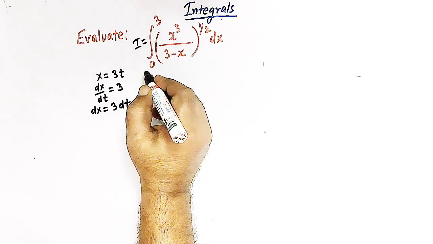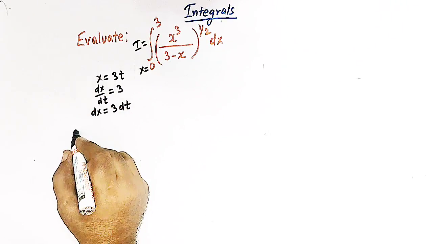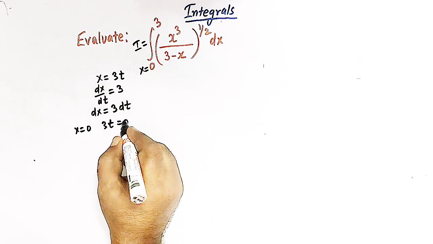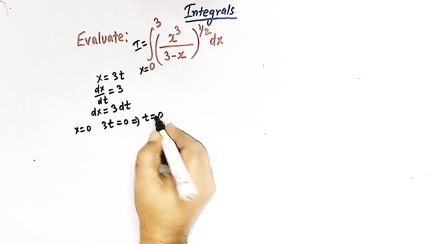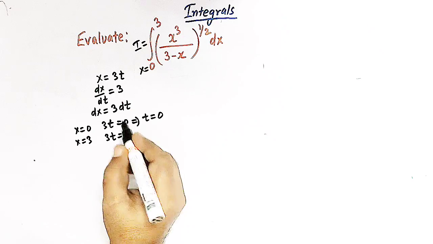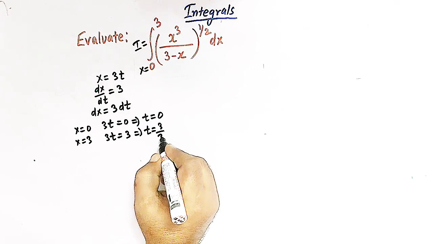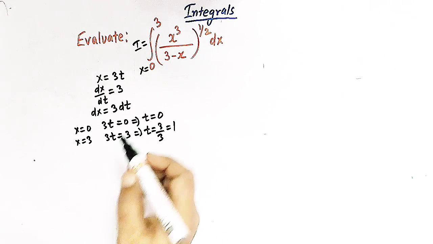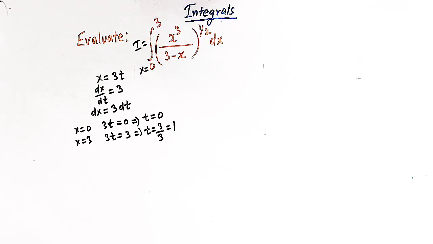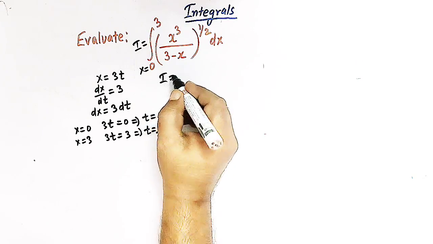Now the limits of integration vary from 0 to 3. So when x is equal to 0, then 3t is equal to 0, and this implies t is equal to 0. And when x is equal to 3, then 3t is equal to 3, so t is equal to 3 over 3, that is equal to 1. So when x varies from 0 to 3, then t varies from 0 to 1. Let us now express this integral I in terms of t.